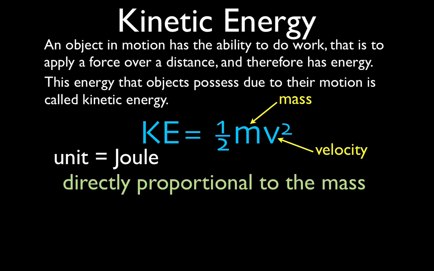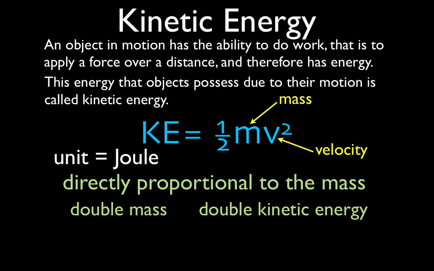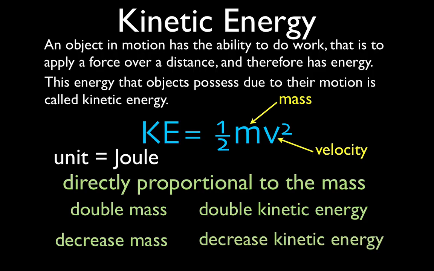And we can see that the kinetic energy is directly proportional to the mass. Now, what do we mean when we say it's directly proportional? That means if we double the mass, or in any case we increase the mass, then the kinetic energy will also double. If we decrease the mass, then the kinetic energy is going to decrease. So when we say directly proportional, we mean that as one thing increases, like the mass, then the other thing is also going to increase, like the kinetic energy. So mass increases, kinetic energy increases. Mass decreases, kinetic energy decreases.